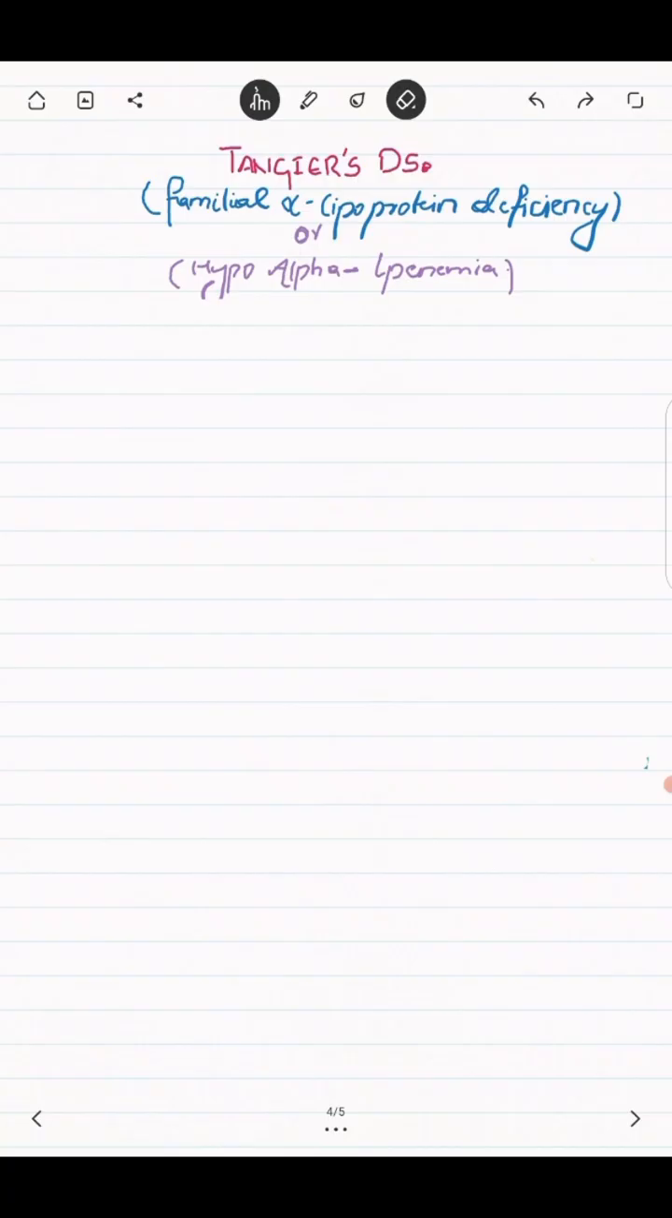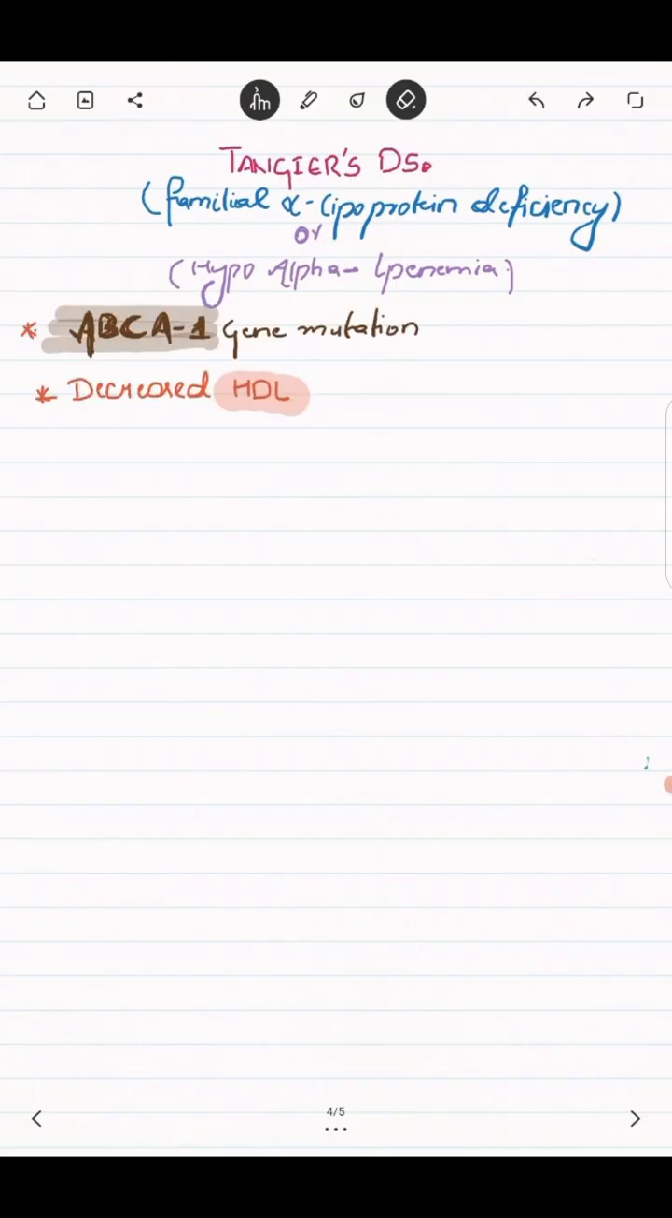I told you to remember the other names of HDL and other lipoproteins. What was HDL called? HDL was known as alpha lipoprotein or lipoprotein A. So there will be deficiency of alpha lipoprotein or lipoprotein A in Tangier disease. Now we know the function of HDL. It was doing reverse cholesterol transport from peripheral tissues to the liver. Now the HDL will be low, which is due to a mutation in a gene called the ABCA1 gene. You have to memorize this. There will be decreased HDL.